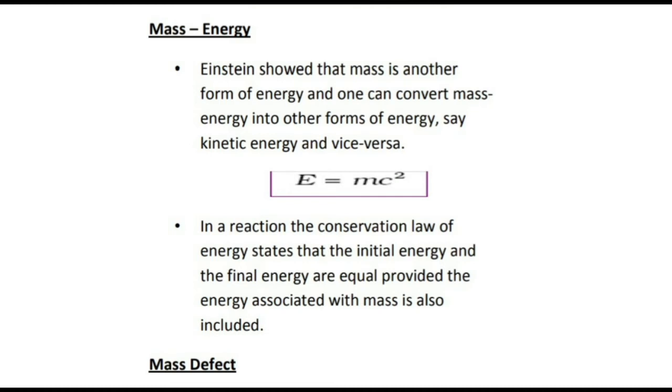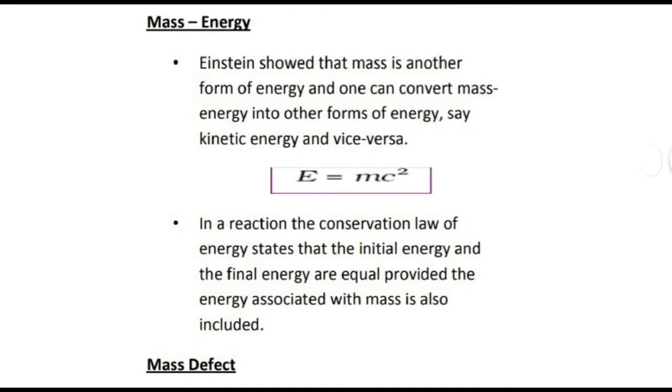So that conversion takes place as per the relation E equal to mc square. Here E stands for energy, m stands for mass, and c stands for speed of light in vacuum.